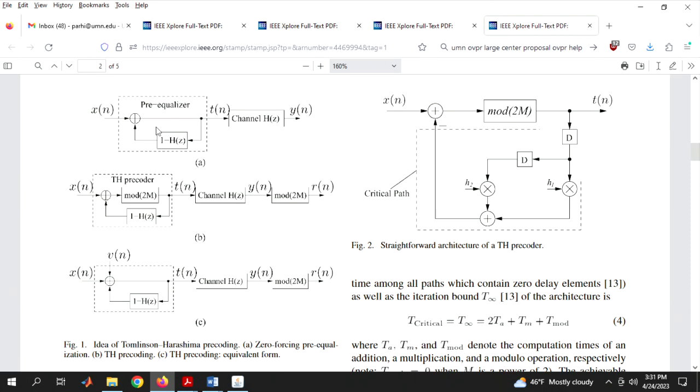Okay, so that's the basic idea of transmit equalization, or the so-called Tomlinson and Harashima precoding. Okay, discovered by two different people, Harashima in Japan and Tomlinson in the US, and named after both of those people.